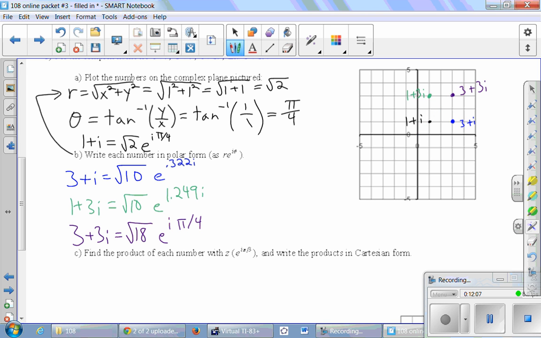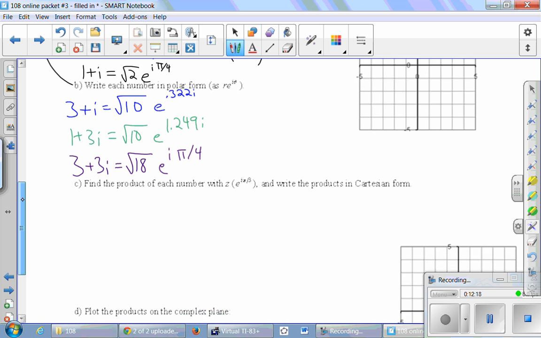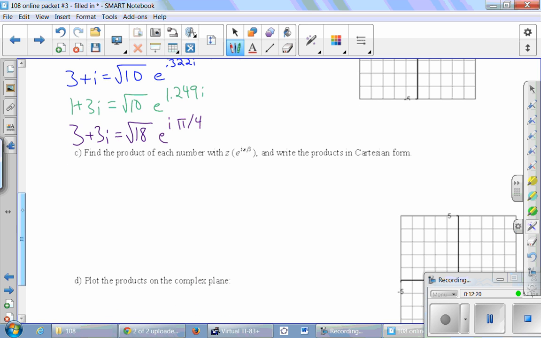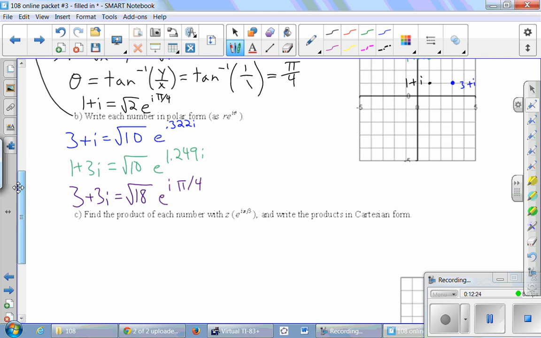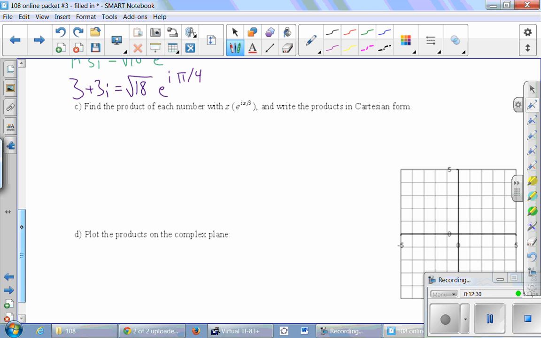Okay, part C. What we're going to do is find the product of each number with z, which is still e to the I times pi over 3. And we'll write all our products in Cartesian form. Okay, so let's start with the black one. So that was right here. So we're doing 1 plus I, which was root 2 times e to the I pi over 4.